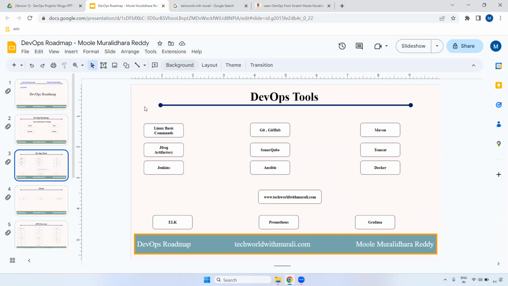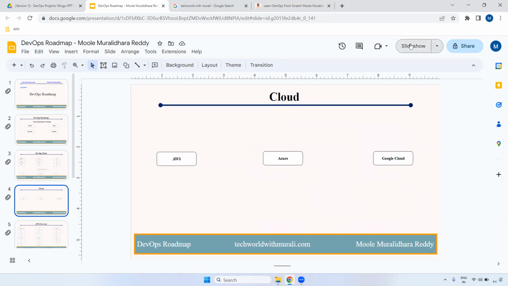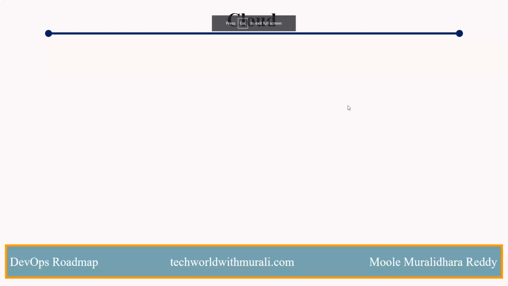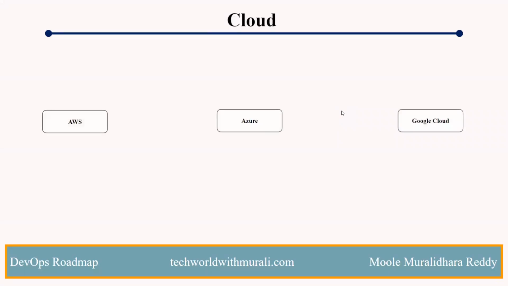Next, coming to the cloud. In cloud, we have different types of clouds, like AWS, Azure, Google Cloud, Oracle. The top 3 clouds currently are AWS, Azure, Google Cloud. Among these 3, I highly recommend learning AWS. The reason is AWS has more demand currently, and every organization uses AWS. You can use it to learn, to implement, and also to crack the interview.